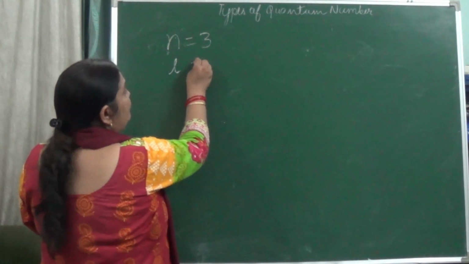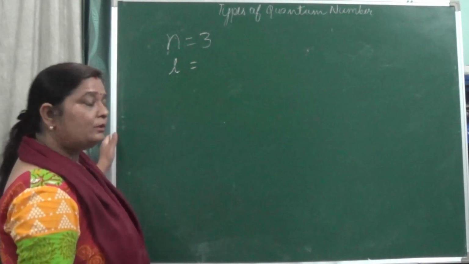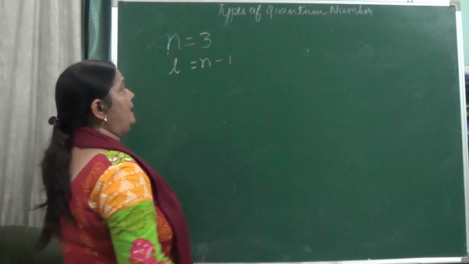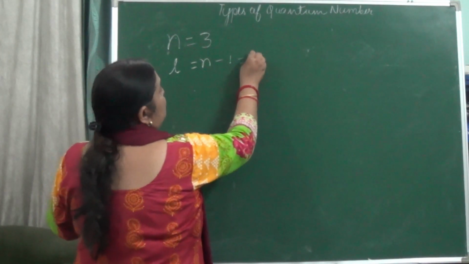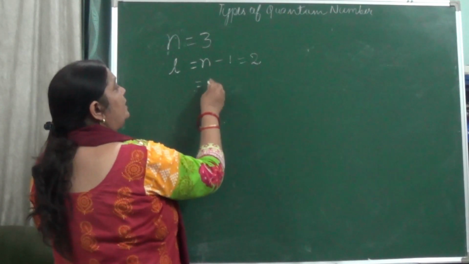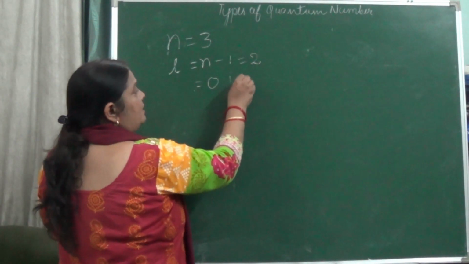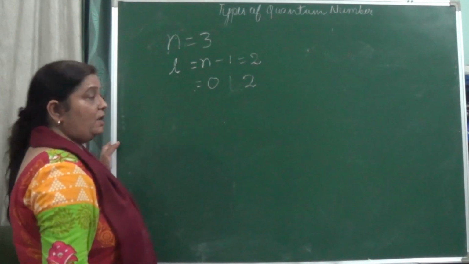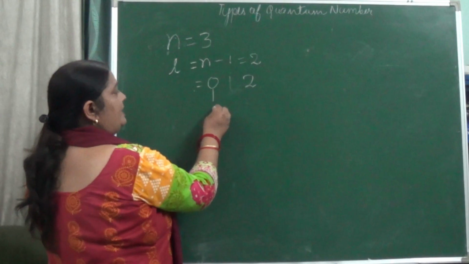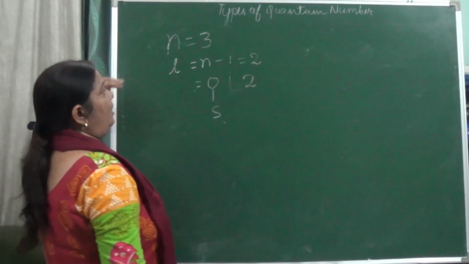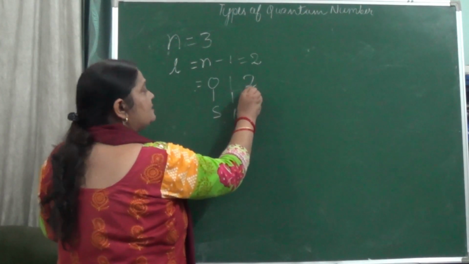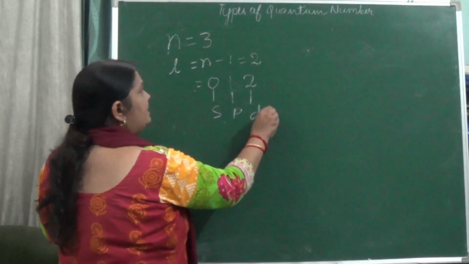So how do we calculate L? The formula I have given to you is n minus 1, so it becomes 2. So the values will be 0, 1, 2. What does this 0 represent? The s subshell. This represents the p subshell, and this represents the d subshell, isn't it?